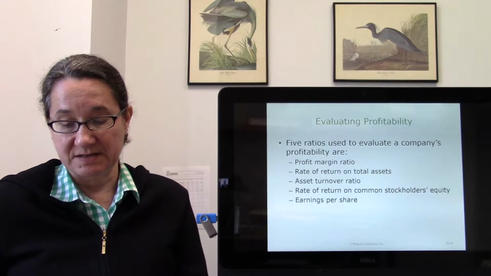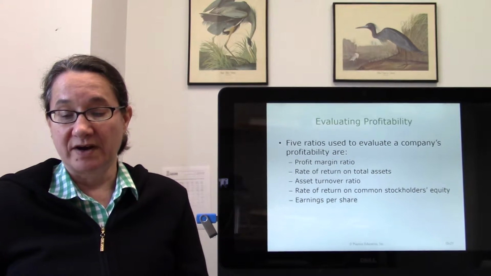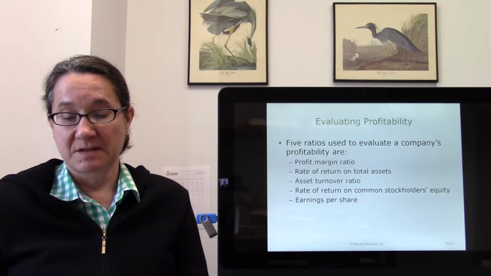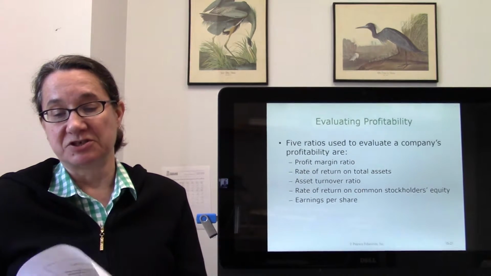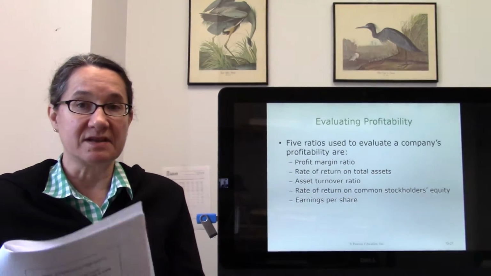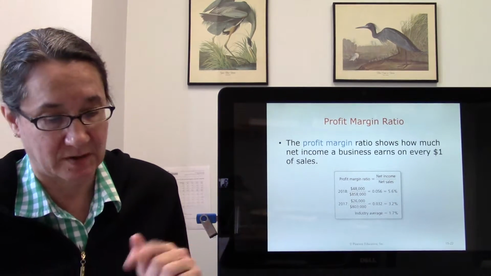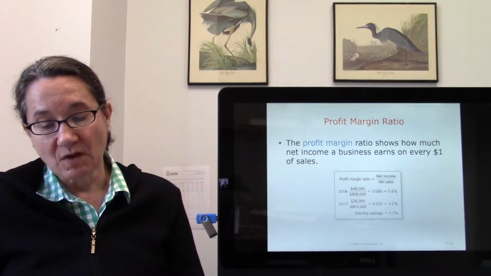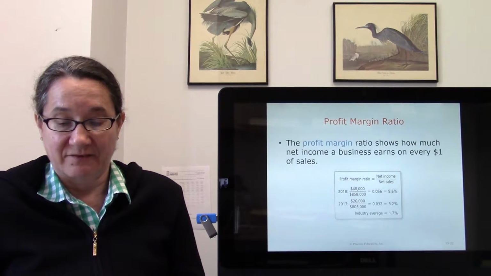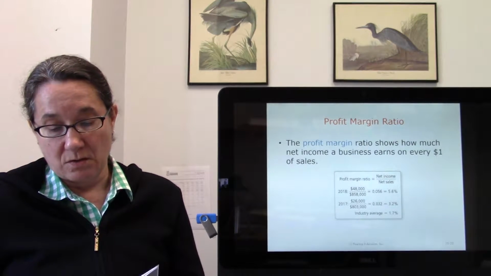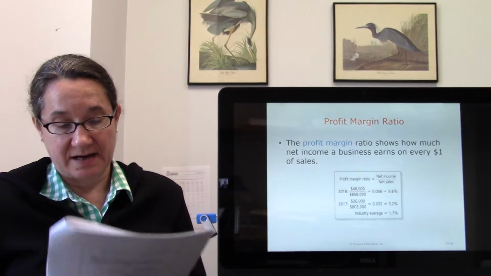5 profitability ratios are discussed in this chapter: profit margin, rate of return on assets, asset turnover, rate of return on equity, and earnings per share. So these are things that frequently investors are going to care about. So let's talk first about profit margin ratio. Profit margin ratio shows how much net income a business earns on every dollar of sales. So whenever I make a sale, how much of that is going to become my net income?